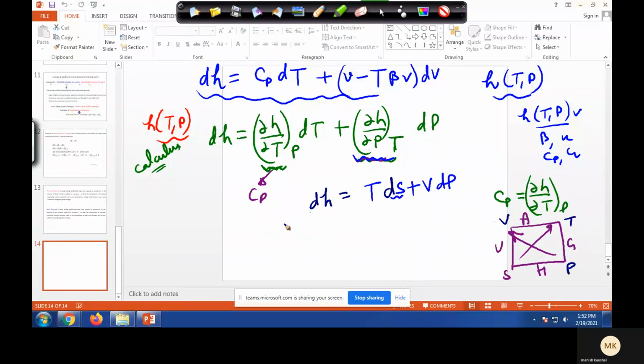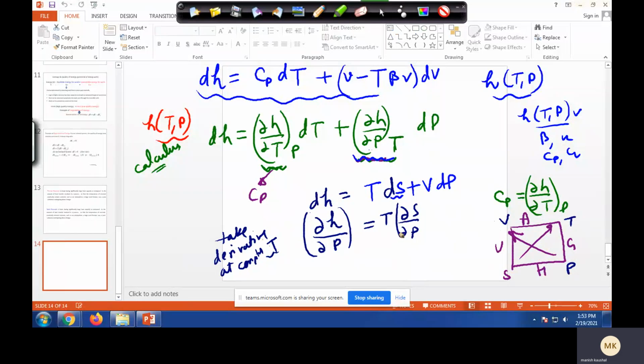So take the derivative on both sides at constant T. Let's see what we'll get. ∂H/∂P, sorry, at constant T, not P, at constant T. ∂H/∂P at constant T is T ∂S/∂P at constant T.